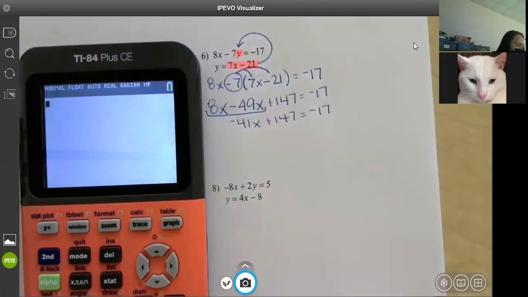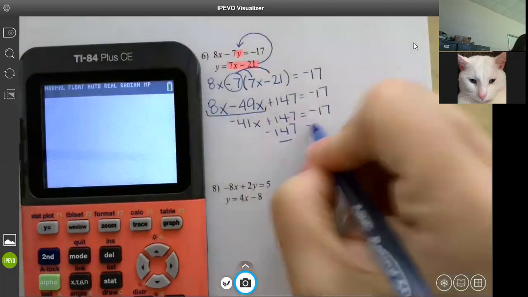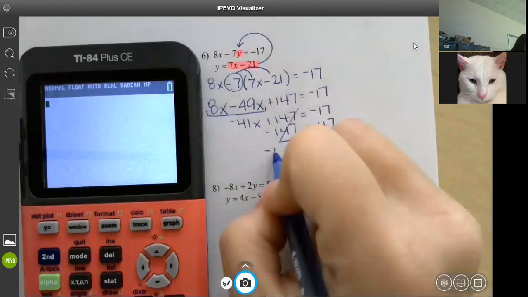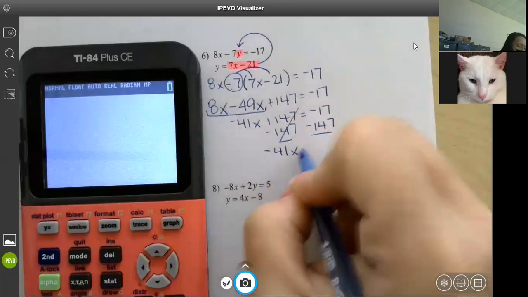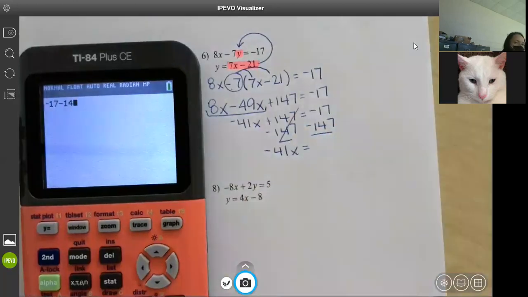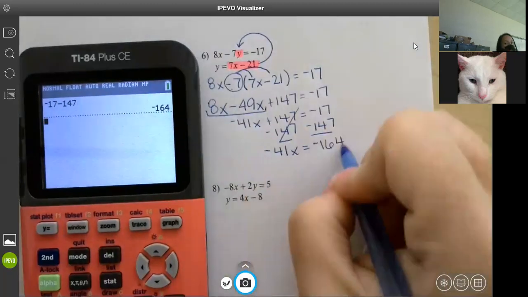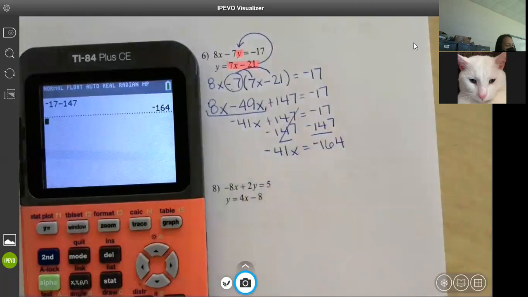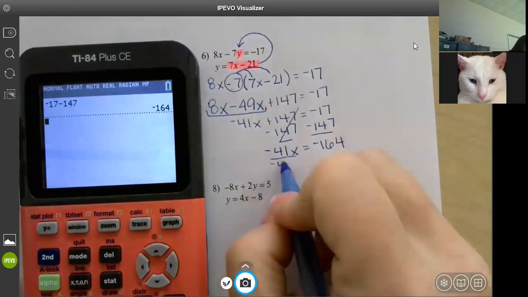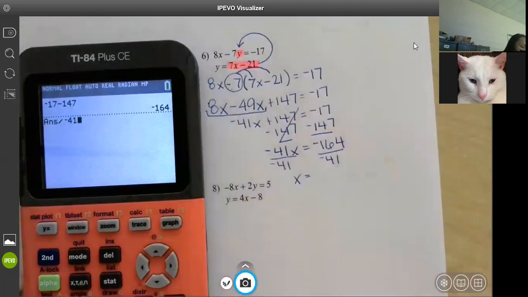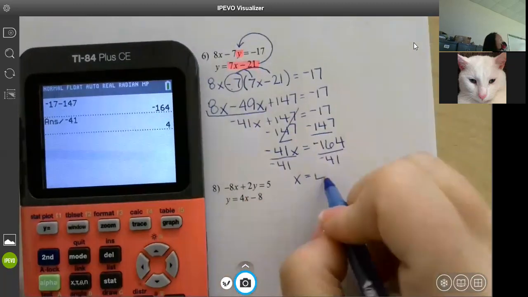Now you can subtract that 147. These cancel out. Make sure you bring down the whole negative 41x. And then negative 17 minus 147 gives you negative 164. Last step on this part, divide by negative 41. And we get x equals 4. Little tiny number for all that work.